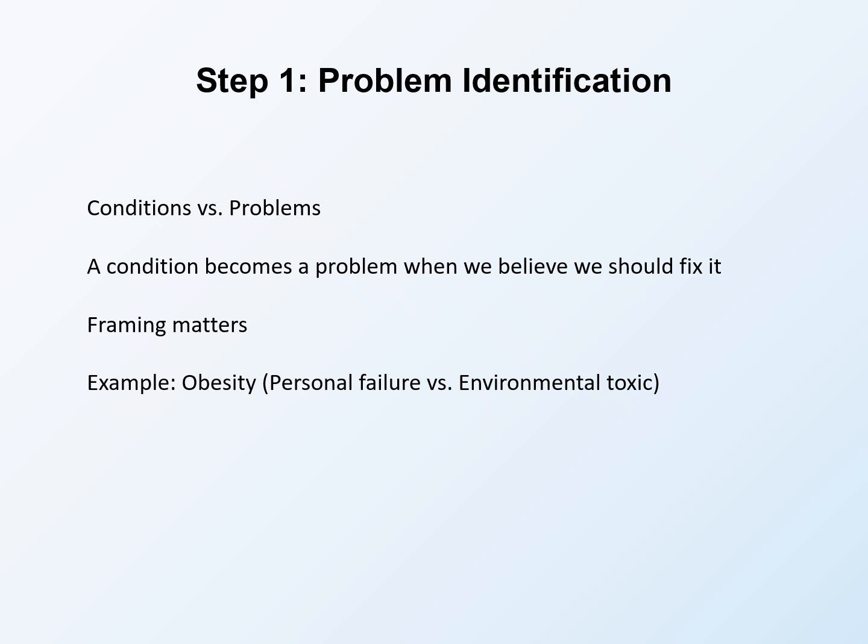We must distinguish between a condition and a problem. A condition is just a fact. It rains in Seattle. A problem is a condition we believe we can and should change. The roof is leaking. Poverty was once seen as a condition, a fact of nature. Now it is seen as a problem, a policy failure.